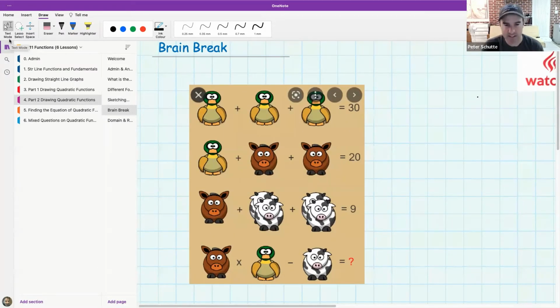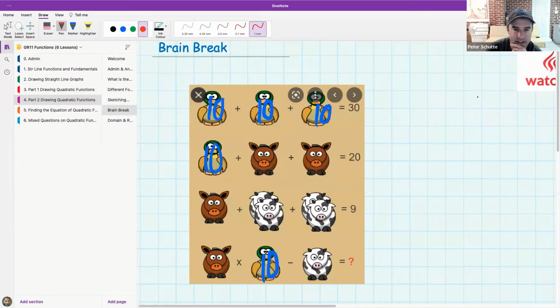Here's a quick brain break. There's a donkey and a bird and a cow, and they walk into a barn. No, I'm joking. It's a cow, a donkey times a bird minus a cow. Let's do this. Yeah, you guys are on fire. That was so fast. So this bird is clearly going to be 10.